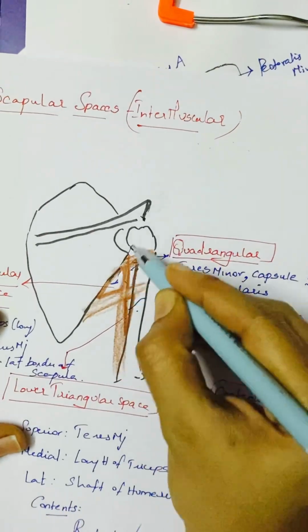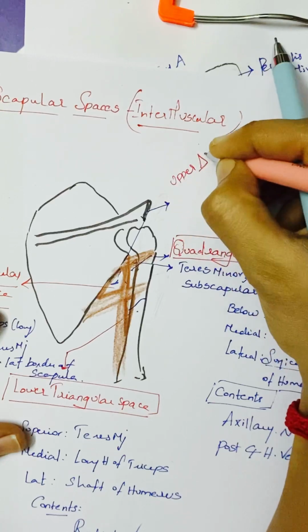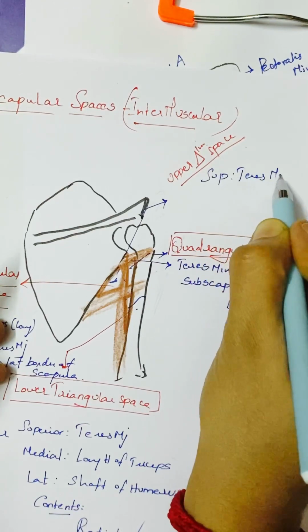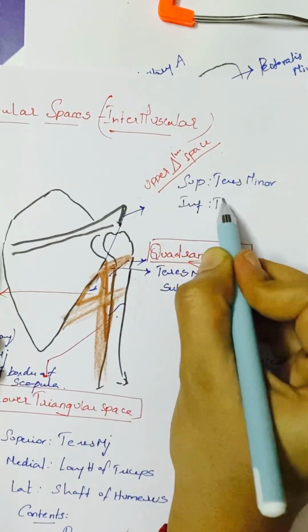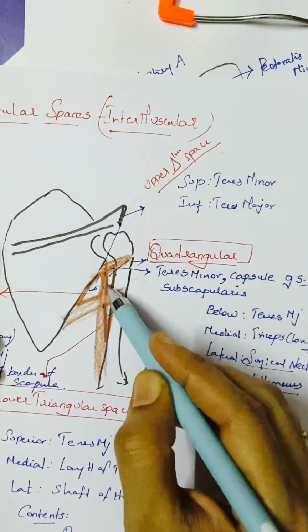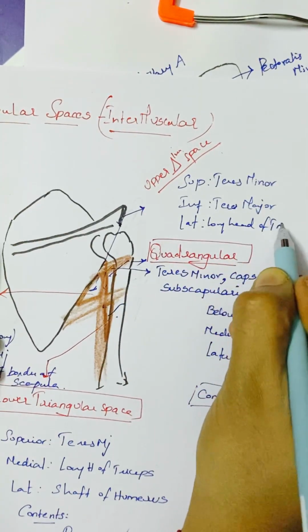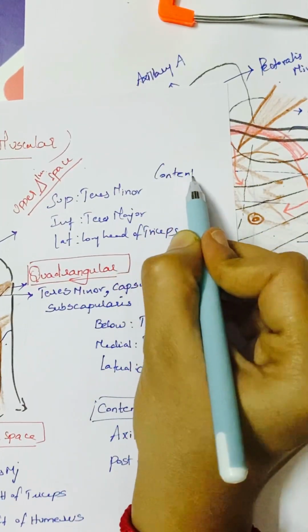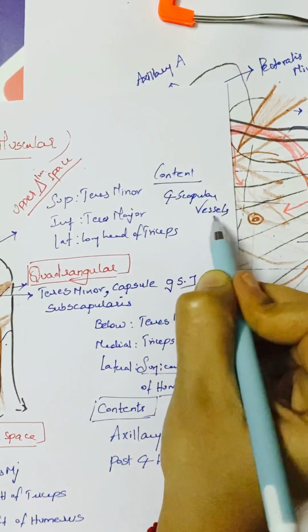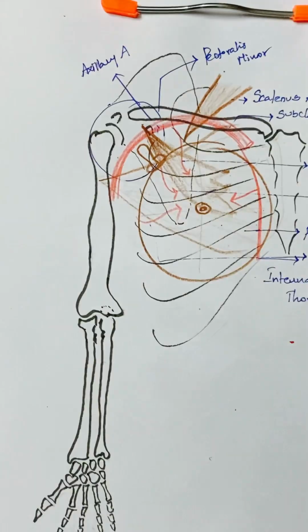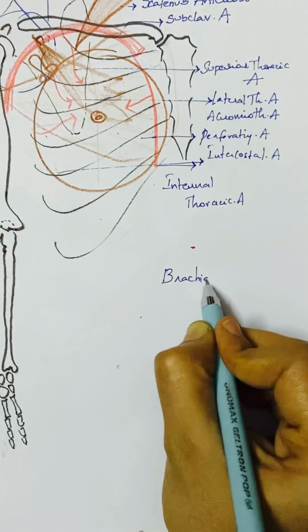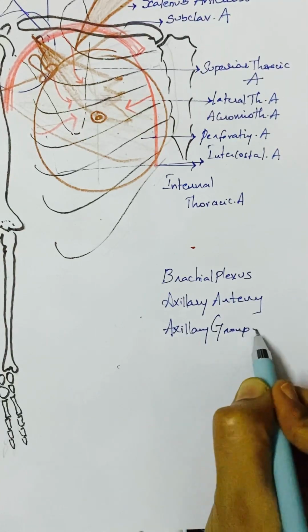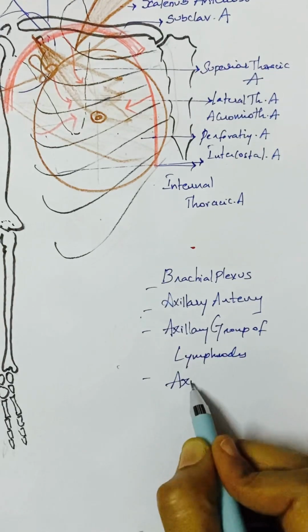Moving on to the third space, called the upper triangular space. Above by teres minor, below by teres major, and laterally by the long head of triceps. And the contents are circumflex scapular vessels. Here in the axilla, what all we should know? We should know about the brachial plexus, axillary artery, axillary group of lymph nodes, and axillary vein.